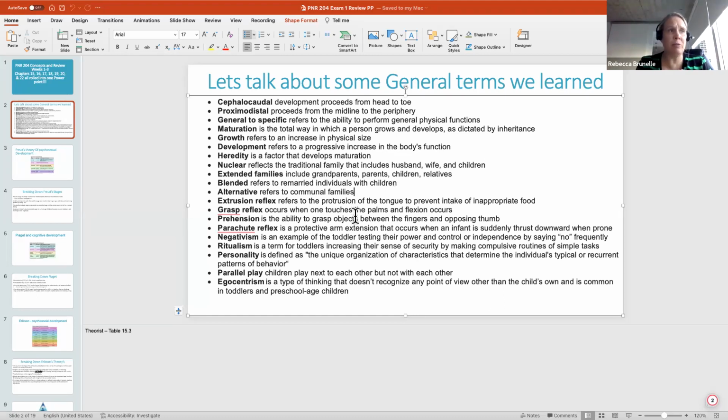And there's a couple of reflexes that we talked about in class. So the extrusion is when you put something in the mouth and they kind of spit it out. And this is like a protective reflex. When they don't want to eat, when they're not ready to eat, they'll do that. And then the grasp is when you put something in their finger and then they wrap around it. Whereas prehension is they're going to be grabbing something.